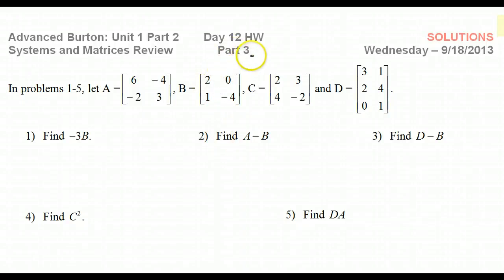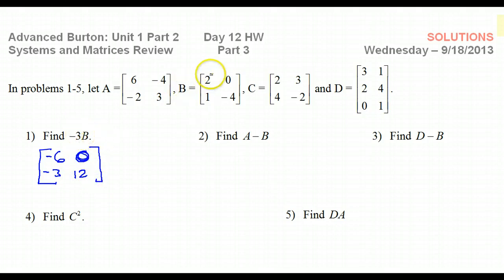Okay, this is part 3 of our review on systems and matrices. So, given these matrices right here, if I want to do negative 3B, that just means take matrix B and multiply everything by negative 3. So that means I would have a negative 6 and 0 and negative 3 and positive 12. Alright, that is a 0. So this just means multiply each element by negative 3.